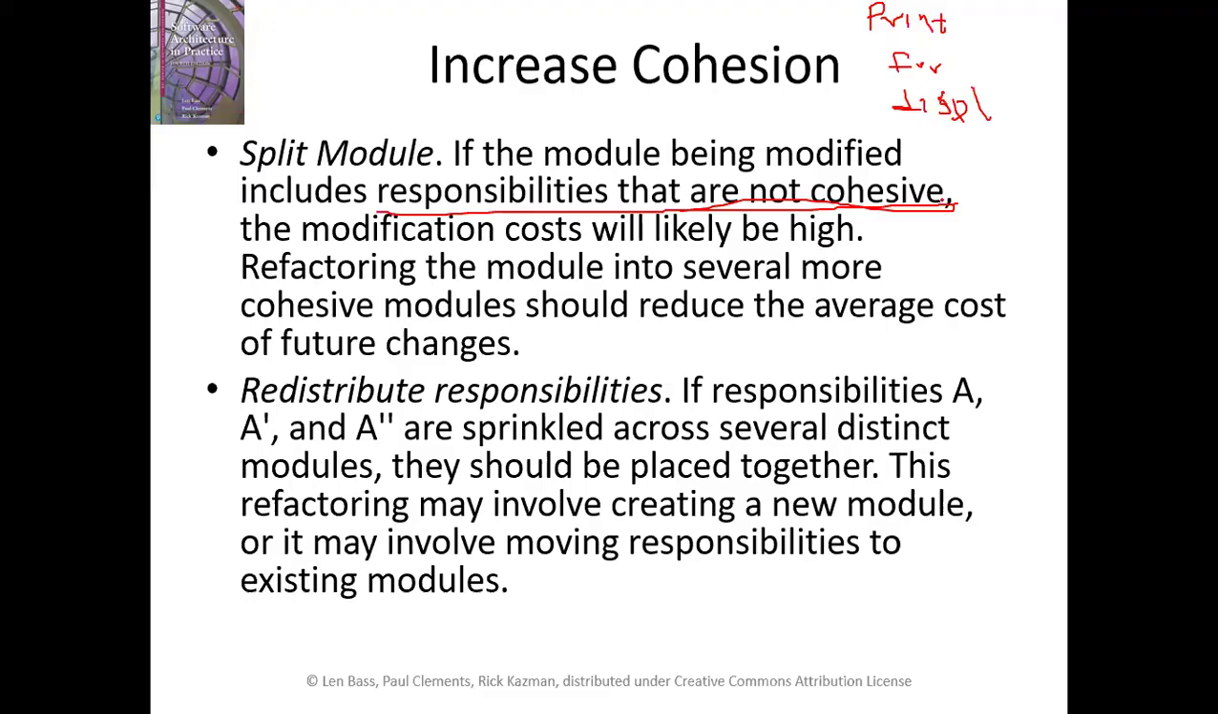Now in this system, if I proceed to have save to database, this is not right because this does not look like a component of my class print. And because of that, this is reducing the cohesion of the functionalities in my print class. So what do I do? I have to remove it and find an appropriate class for it. So probably I have to create a class that does the saving job. So refactoring the module into several more cohesive modules should reduce the average cost of future change.